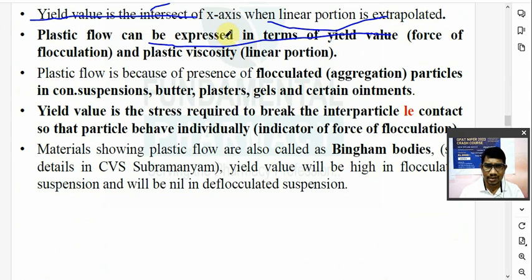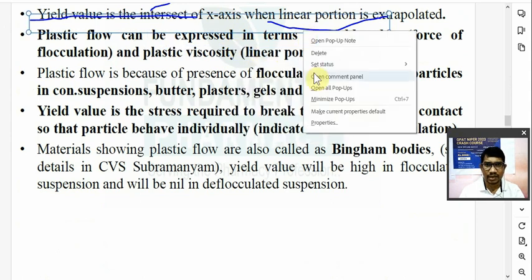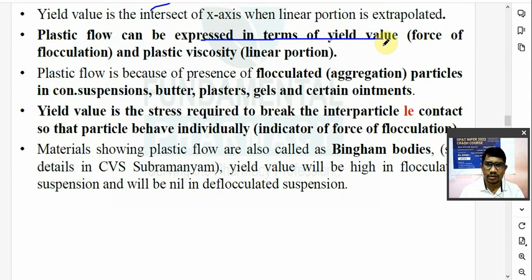इसके ऊपर as it is question आ चुका है. Plastic flow can be expressed in terms of yield value. It is nothing but the force of flocculation. Plastic viscosity, okay, is nothing but the linear portion, then there is a viscosity. So initially it will resist the deformation. Plastic flow is expressed by this yield value, and it is nothing but the force of flocculation in the suspension.